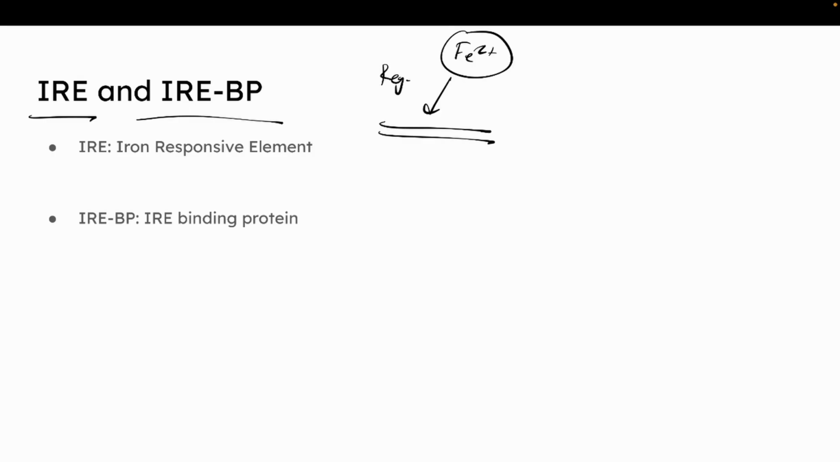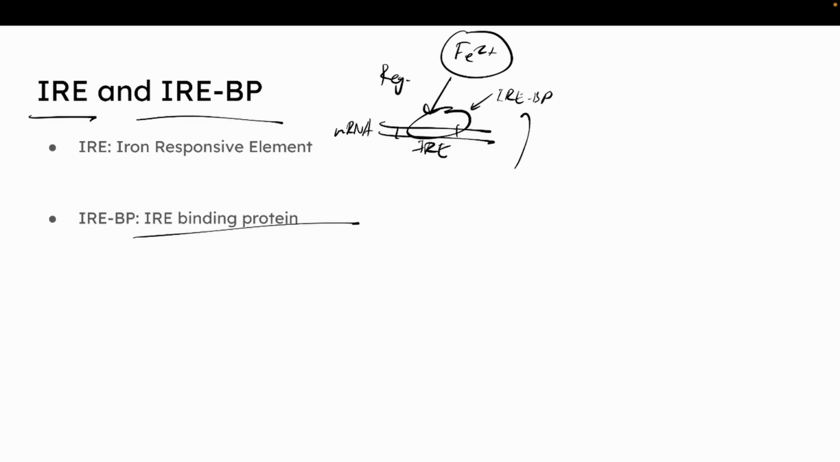And then IRE-BP. Remember, the IRE is the sequence, and the IRE-BP is a binding protein that binds to this sequence. Typically iron binds to this to regulate this sequence. And that's basically what we'll see. This is usually an mRNA, and then we have an IRE, our iron responsive element. IRE-BP will bind to it, or it won't, depending on whether or not it's bound to iron. And then whatever happens after is usually different.